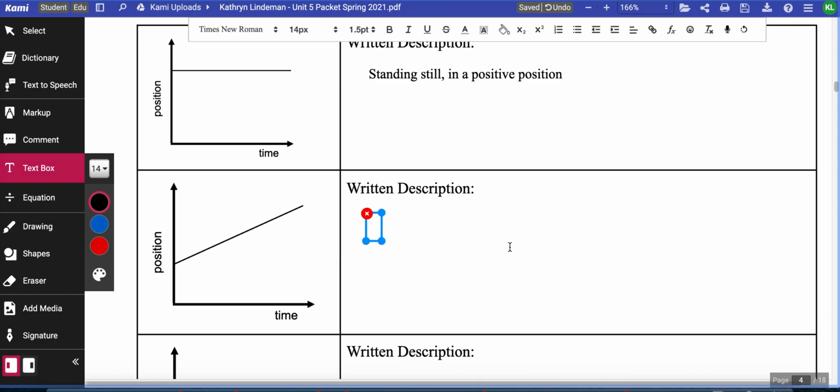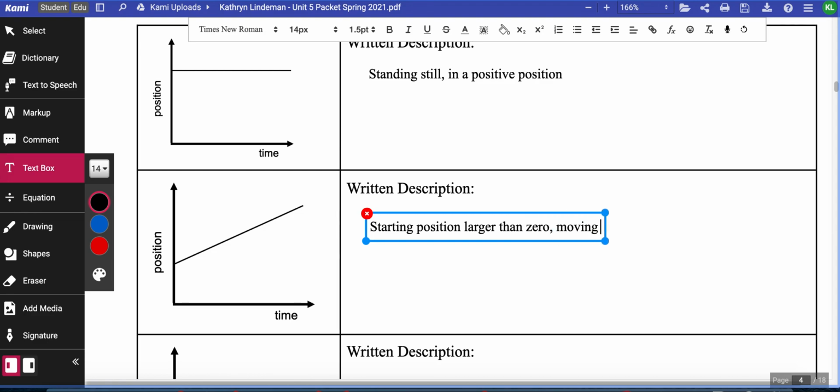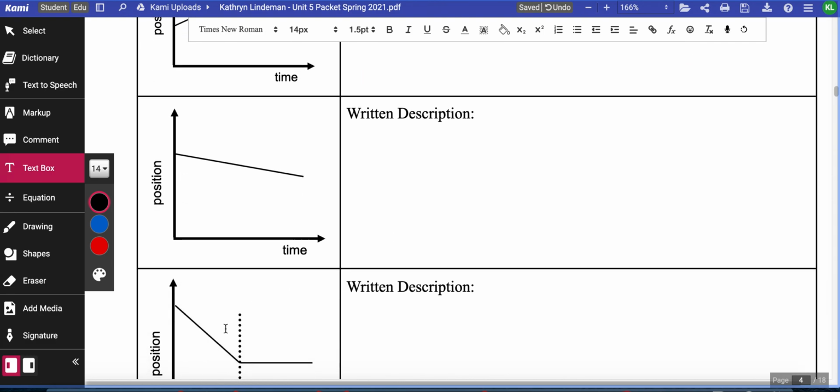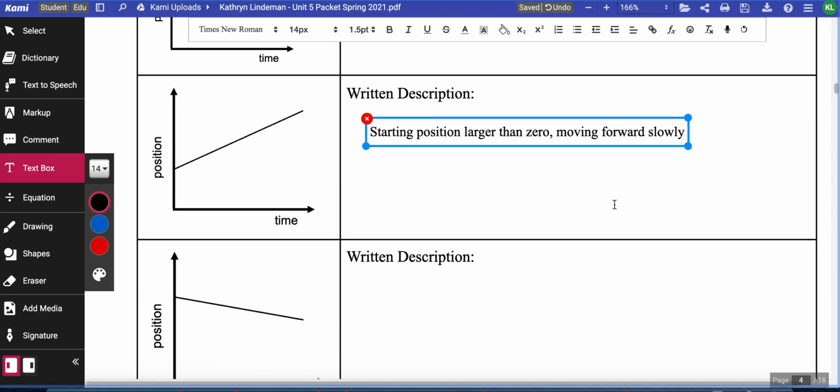Okay, for the second graph, we have a positive slope. We also have a starting position above 0. So starting position larger than 0. Moving forward, and I'm going to say slowly because I interpret this as not a super steep slope. I would say that the one down here that we're going to get to is a steep slope, but this slope is not as steep. Okay.